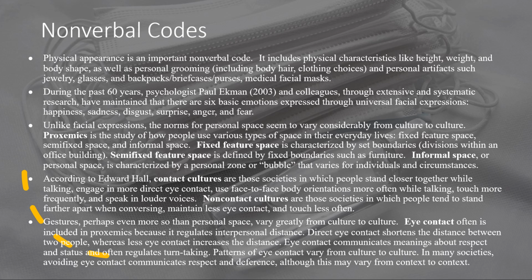Unlike facial expressions, the norms for personal space seem to vary considerably from culture to culture. Proxemics is the study of how people use various types of space in their everyday lives. Fixed feature space, semi-fixed space, and informal space are three terms we can use to discuss this. So fixed feature space is characterized by set boundaries, divisions within an office building, for example, right?